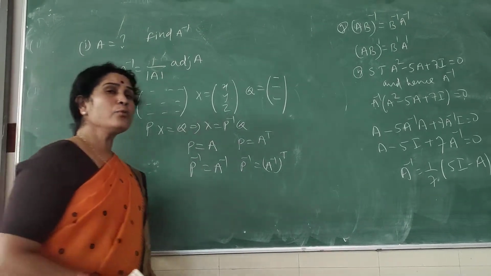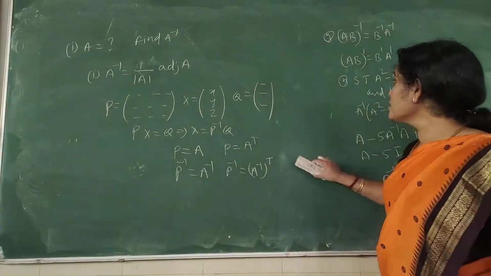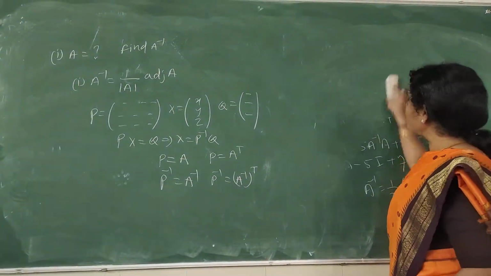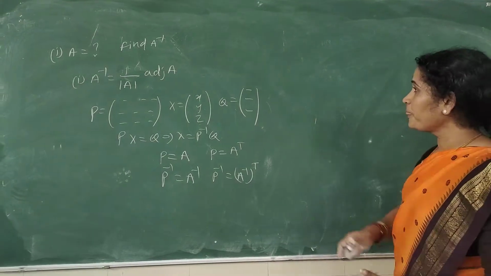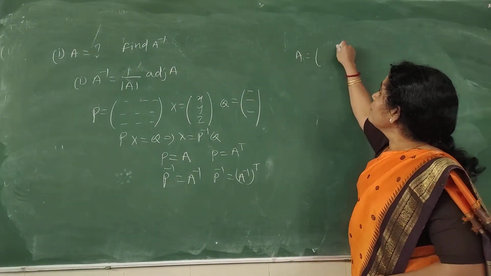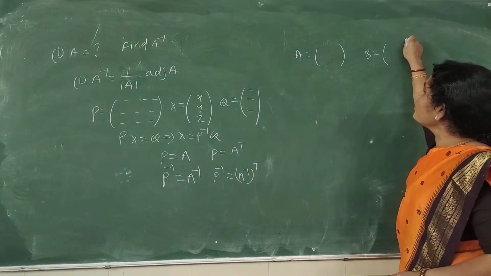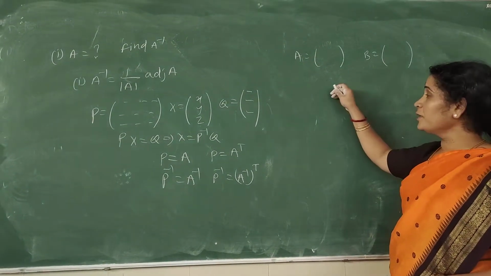Clear to you? Another one, the product method. So what is the product one? Now see, suppose A matrix is given, okay? And then B matrix is given. Mind it, this is one of the most important parts.